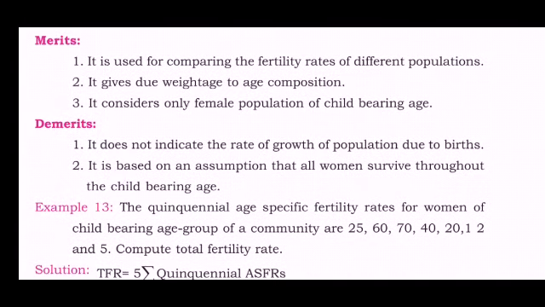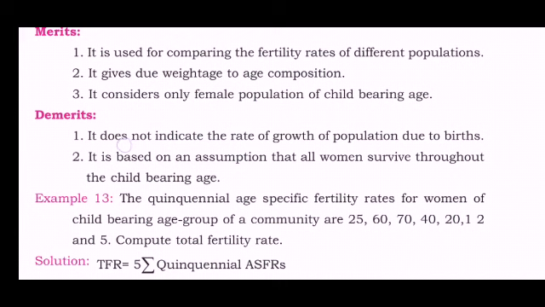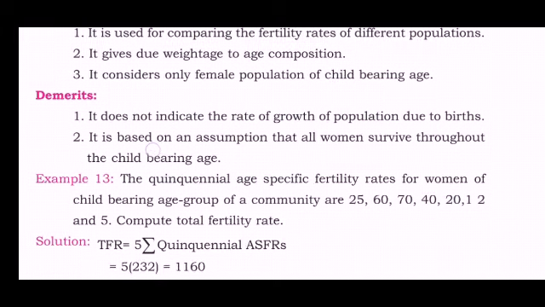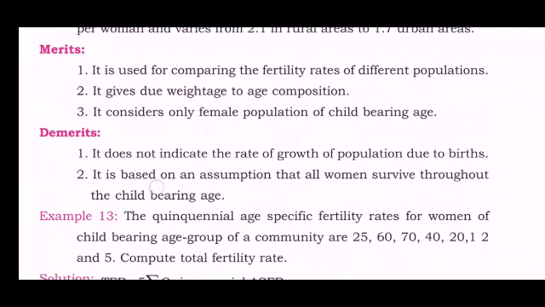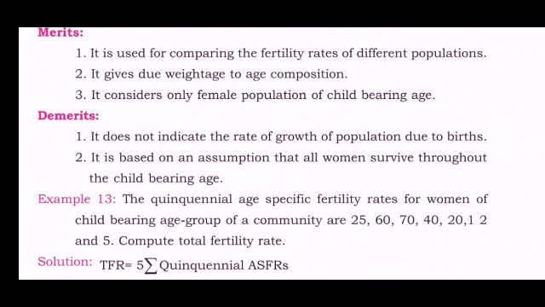So the first merit is, it is used for comparing the fertility rates of different populations. That is, for different locations we can compare. For different nations also we can compare. We can compare Karnataka's fertility rate with Maharashtra, Kerala, Tamil Nadu and others, and also we can compare the Indian TFR with our neighboring countries, China, Pakistan, Nepal, Sri Lanka, Bangladesh, and even with America, England, any country. We can use this TFR to compare with the population of other nations.